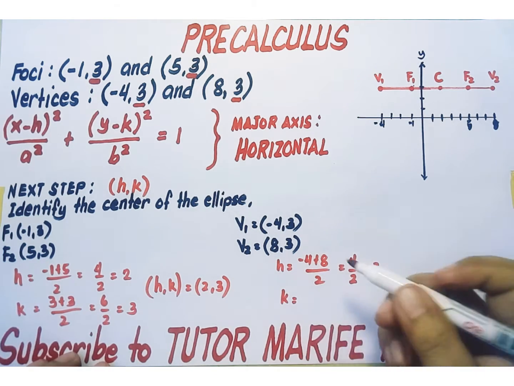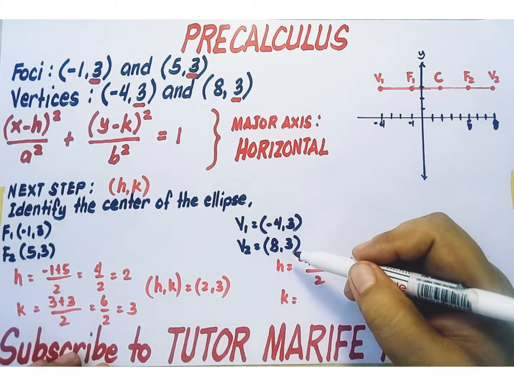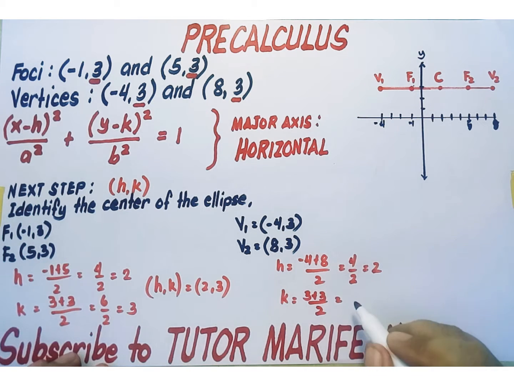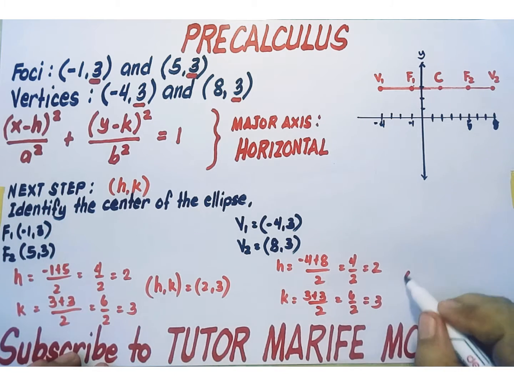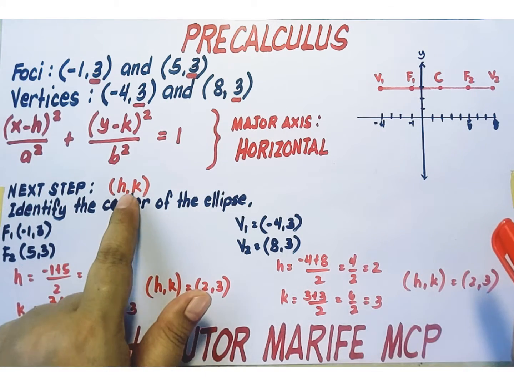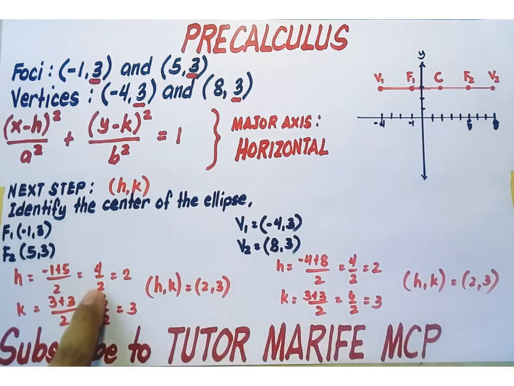K is equal to the sum of the y-coordinates, then divided by 2. 3 plus 3 divided by 2. 3 plus 3 is equal to 6, divided by 2 equals 3. HK is equal to 2, 3. So we can find H and K in three ways.